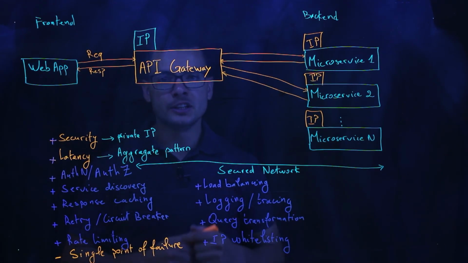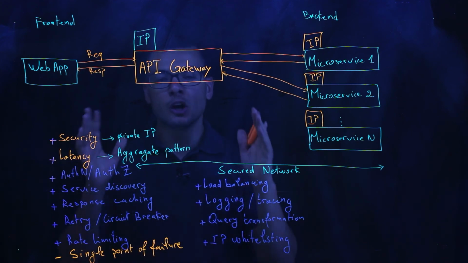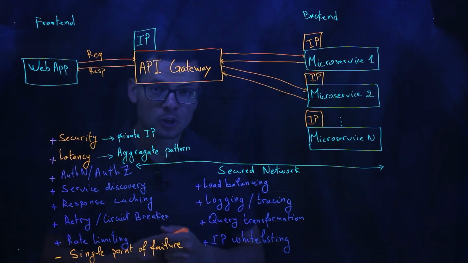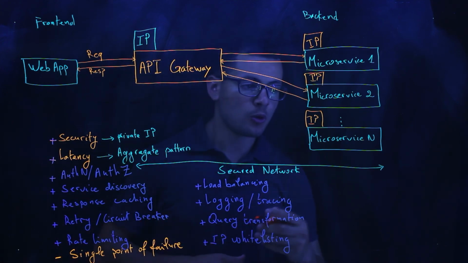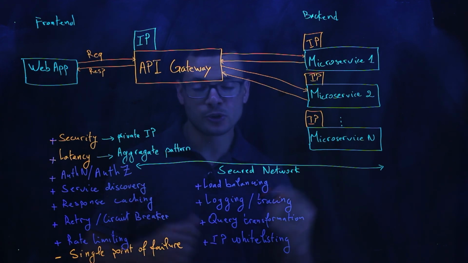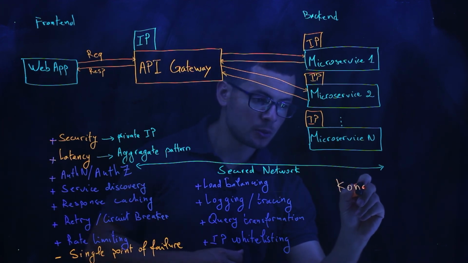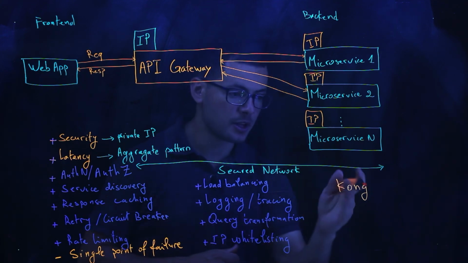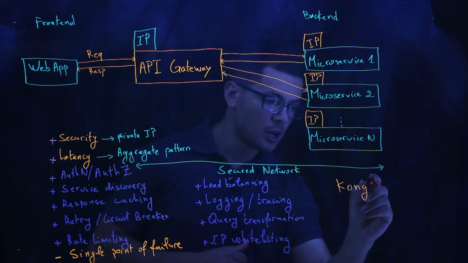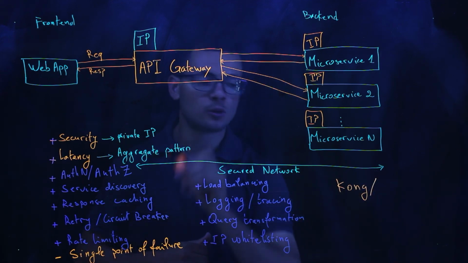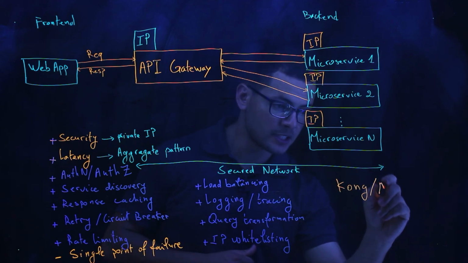The API gateway is the concept. In terms of implementation, or in terms of tools, we have multiple tools that implement the API gateway. One of the most known tools is Kong, which is an open source project available on GitHub. They also have an enterprise offering. Another API gateway that is really well known in the open source community is Ambassador.